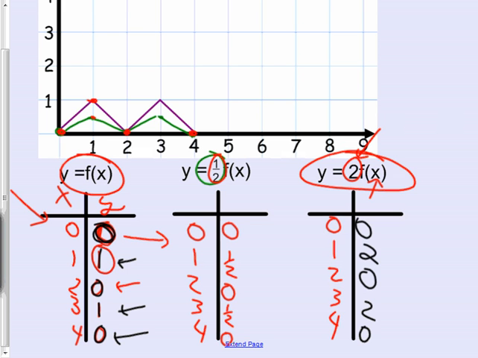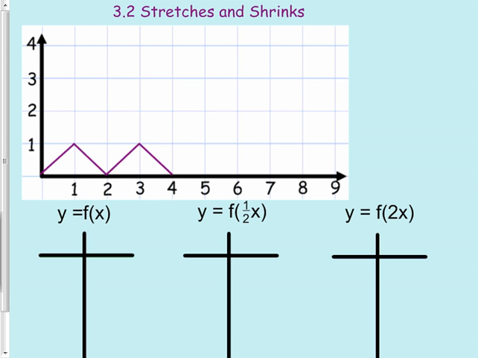Okay, so you should have had a function that goes up twice as tall as it was in the first place. So up to there, back down to there, up to there, back down to there. Does that make sense for a vertical stretch? All right, let's move on. Everybody go to the next page.